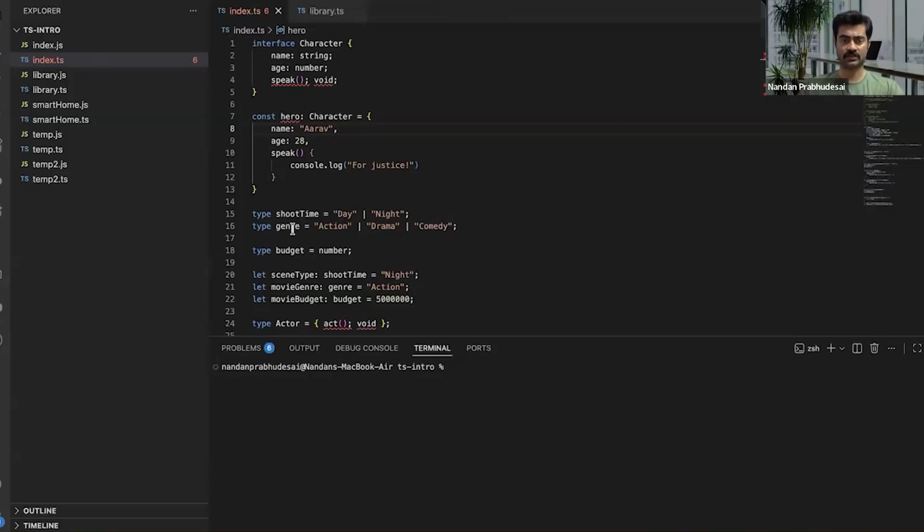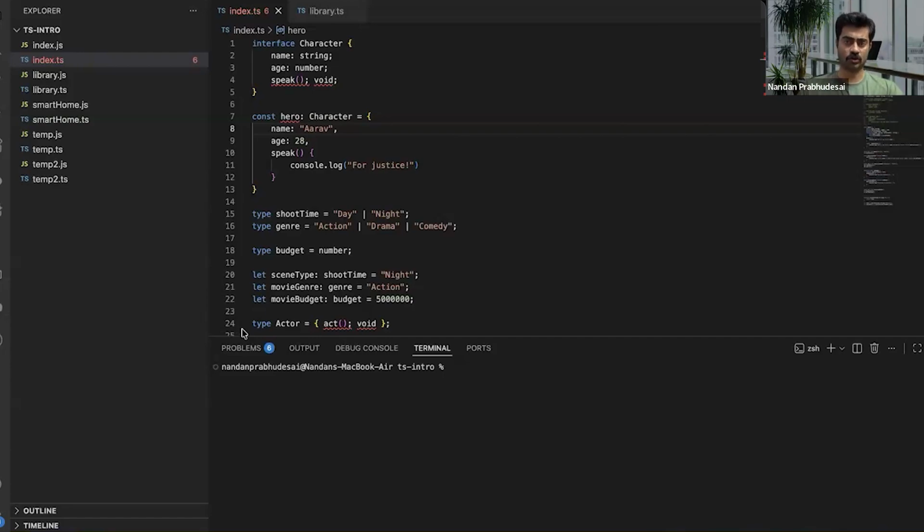Now, let's look at this. In a film crew, some people take on multiple responsibilities. Someone might be both an actor and a stunt performer. That's where intersections come in. They combine multiple types into one, just like a multi-role crew member.